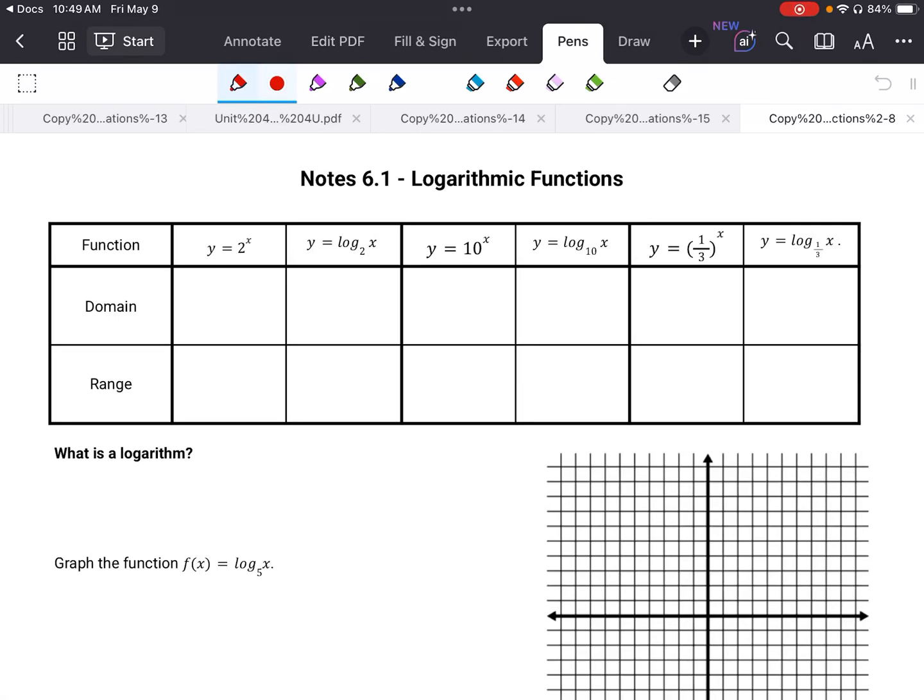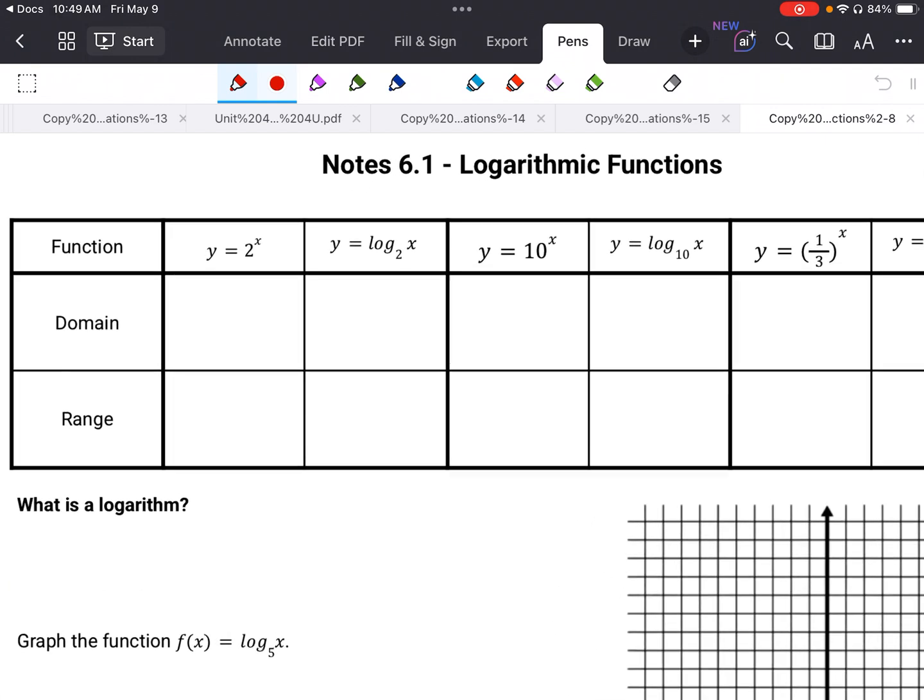Hello there, welcome to our 6th unit, log functions. We're going to look at the basics of logarithmic functions today in lesson 1. So we've worked with exponents before. Logs are very related to exponents. They're kind of the opposite of what we were doing before.